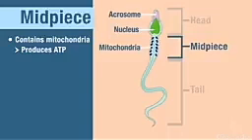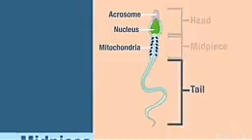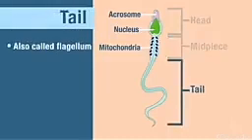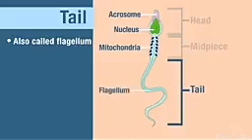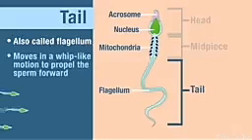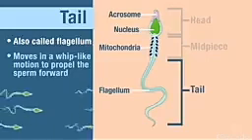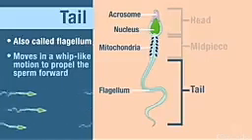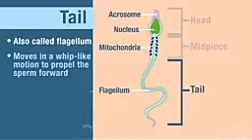The other part is the midpiece. The midpiece is just the center of the sperm, and it contains many mitochondria. The function of the mitochondria is the production of ATP. The tail is the last part of the sperm, also called the flagellum.